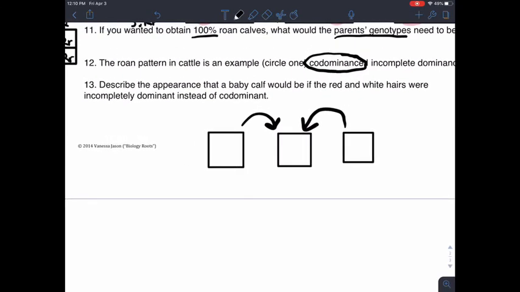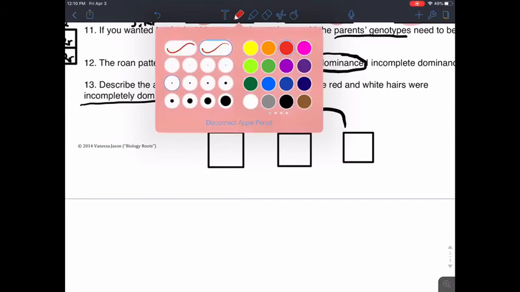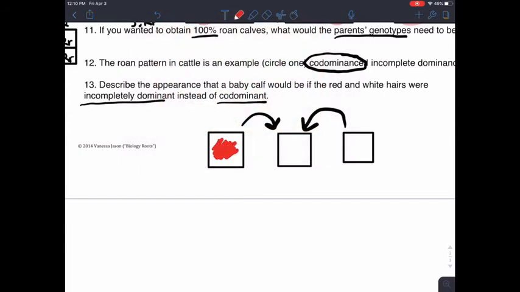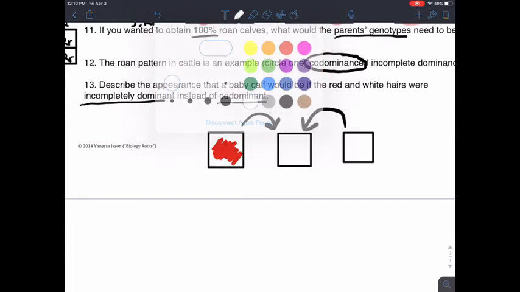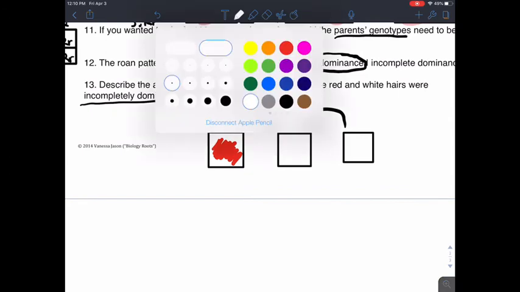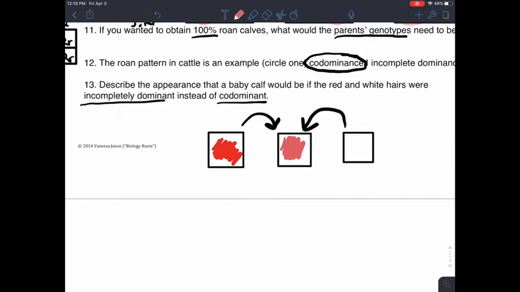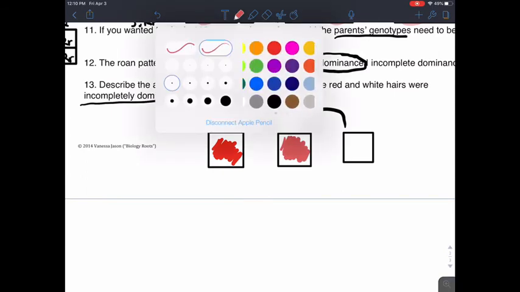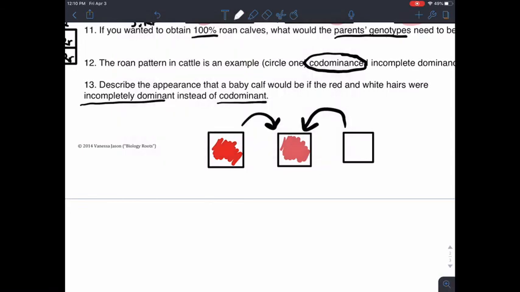So if we describe the appearance, a baby calf would be if the red and white hairs were incompletely dominant instead of codominant. This means it's a blend of the 2 colors. So here would be the red hair, the white hair, you can't see it because it's the color of the page, and it would create this mixture color instead, a blend between red and white. However, this is more of what it would look like if it was codominant.